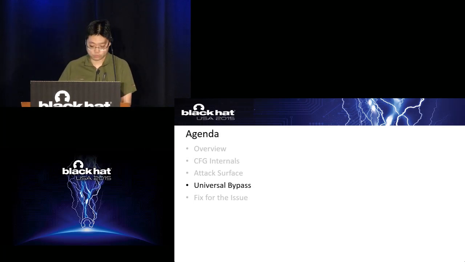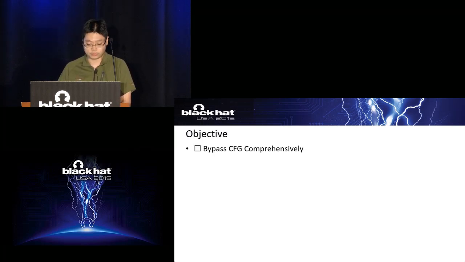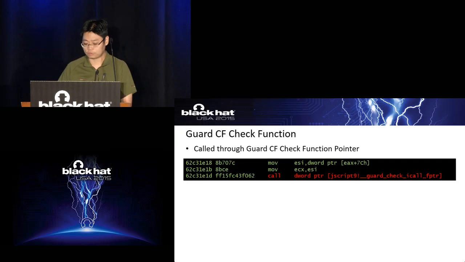Now, next, I'll show you the universal bypass technique. The objective of the universal bypass is to bypass CFG comprehensively. That is to say, when we use this technique, we can make any exploit technique that was mitigated by CFG exploitable again, as if there were no CFG. How could you do that?